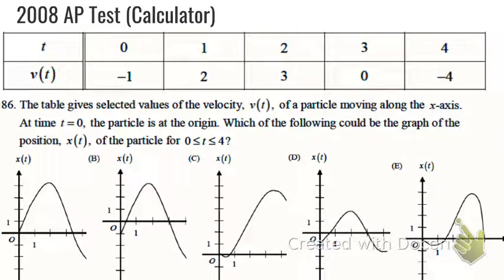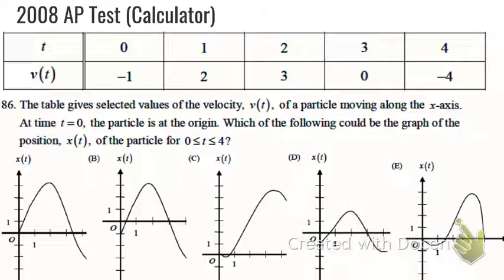Alright, this is a calculator question again. Maybe not necessarily that you need a calculator, but you're allowed to use one if you wanted to. It says the table gives selected values of the velocity function of a particle moving along the x-axis. At time equals 0, the particle is at the origin. Which of the following could be the graph of the position of the particle for t in between 0 and 4?